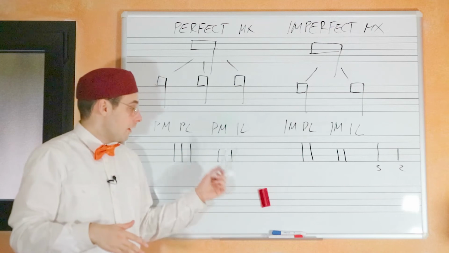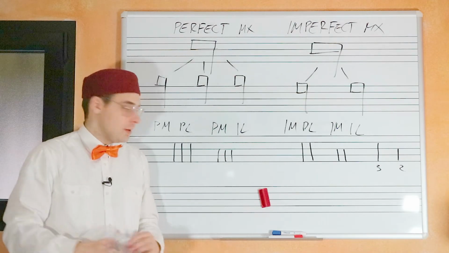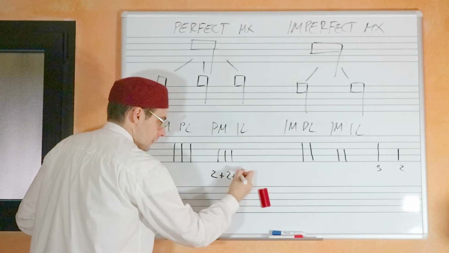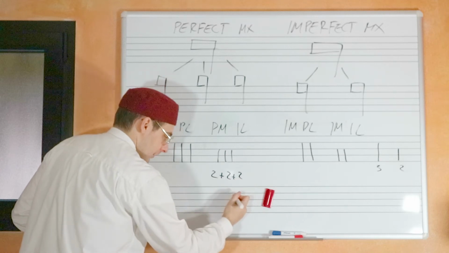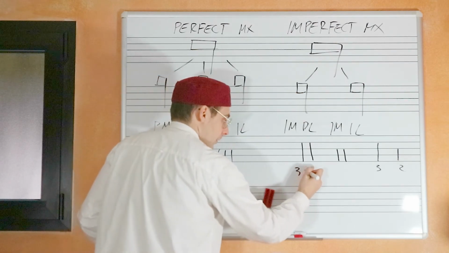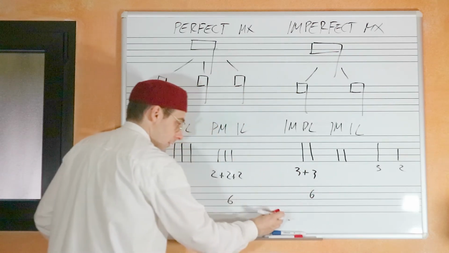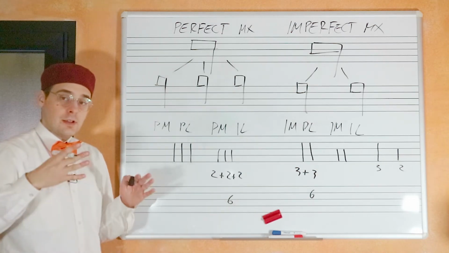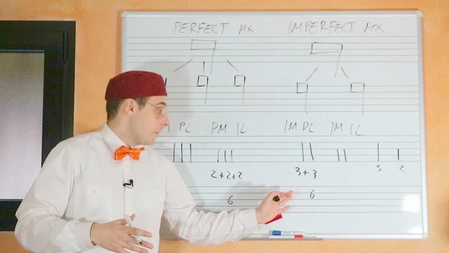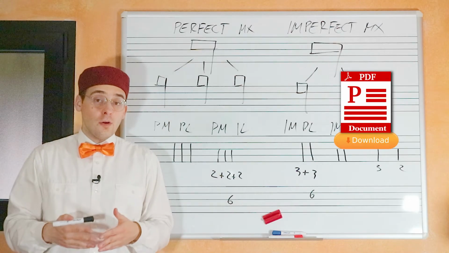Be careful. This rest and this other one are not the same. This is 2 plus 2 plus 2. The total is 6 brevis. This is 3 plus 3. The total also is 6 brevis, but in a different division. 2 plus 2 plus 2, the first. 3 plus 3, the second. Well, for this new episode that is all.